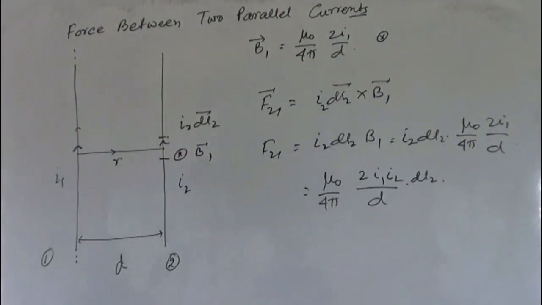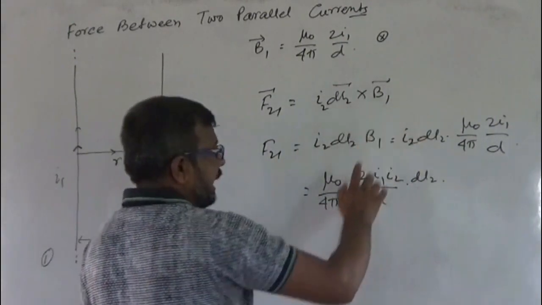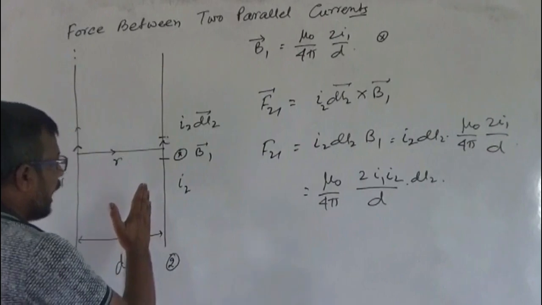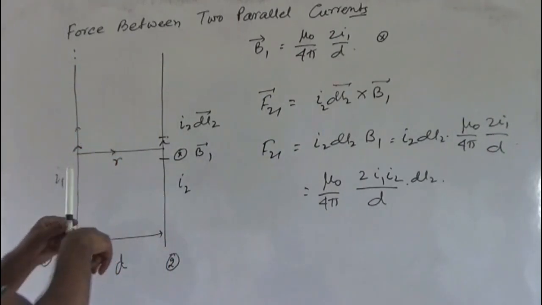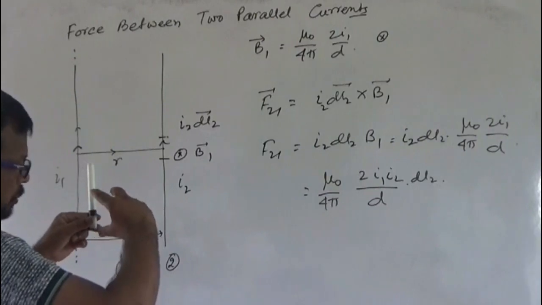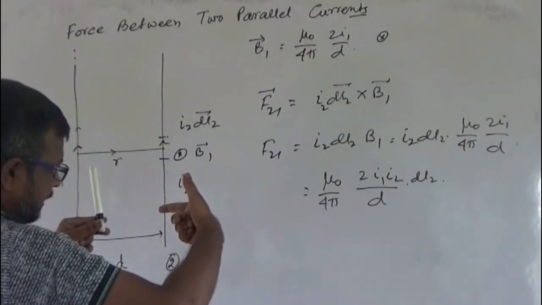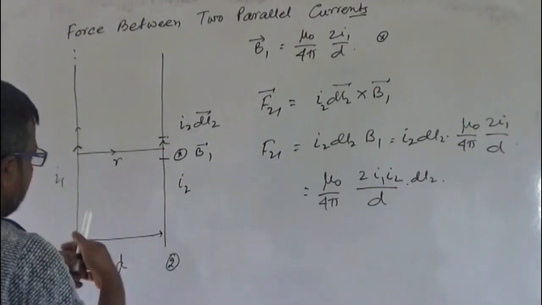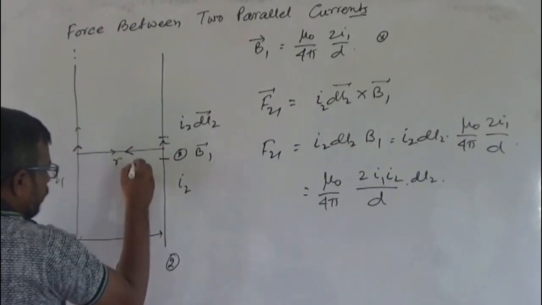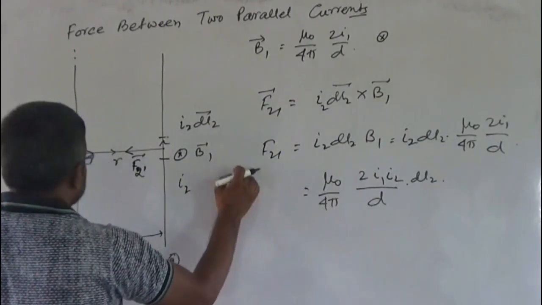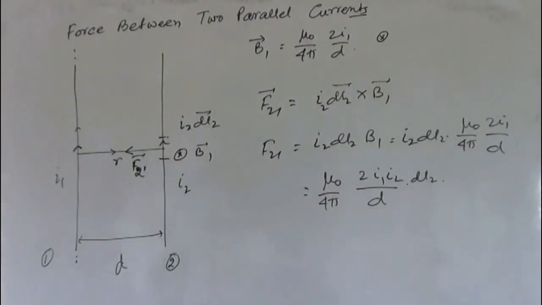And what is the direction? You can get the direction from this and from Fleming's left hand rule also. See here, I2 dl2 is along this direction, B is along this direction. Then you have to rotate a corkscrew from I2 dl2 to B1. That is, it will rotate in this direction and the screw advances in this direction. Therefore, the force is along this direction. That is, this force is towards the conductor I1. Right?